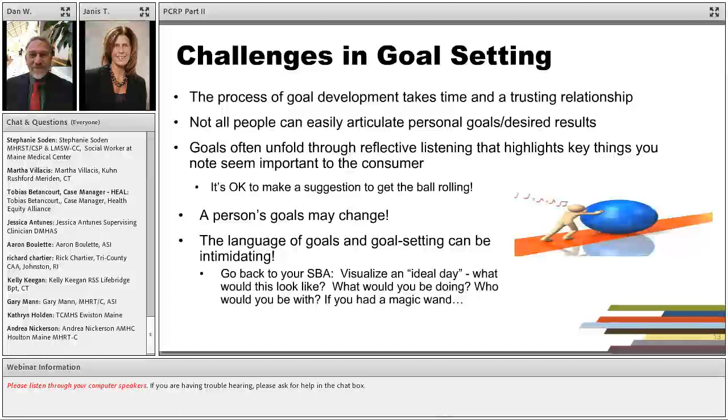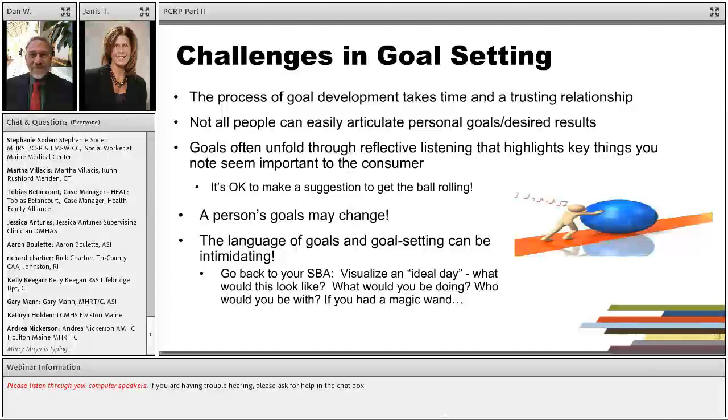And if a person's having a hard time articulating some of these things on their own, I just want to say to you all on the line, it's perfectly okay for you all to suggest something to get the ball rolling. Practitioners often say to me, well, I don't want to put words in the person's mouth. But if the person is struggling, you may know from observation, from referral information, from a family member or collateral, if you have permission to speak to them, what would a better life look like for this person? And it's perfectly okay to offer suggestions there.